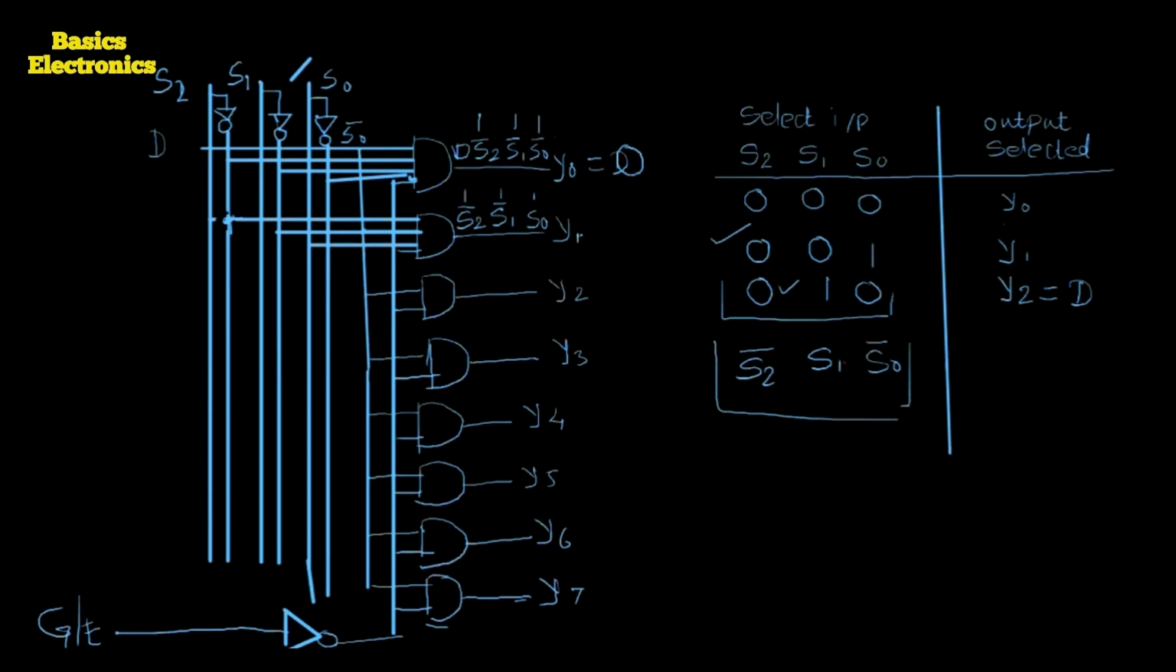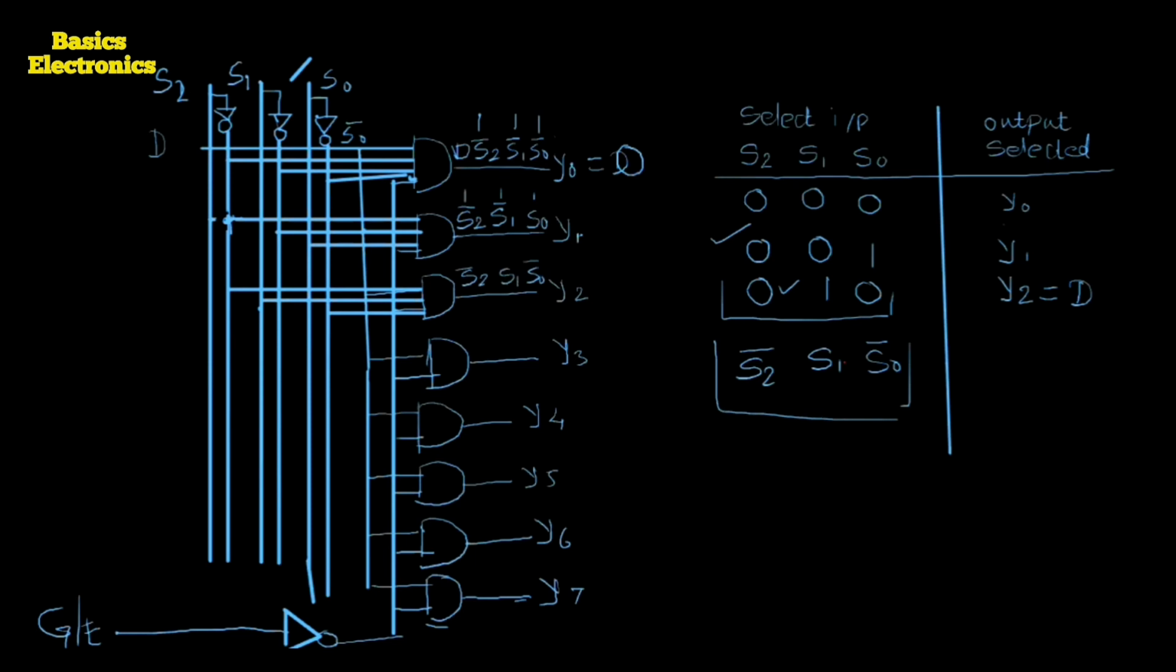Now, here we make the same connections for the third gate. S2 bar, here it is the S2 bar, the second line, S2 bar. Then the next one is the S1, the third line is for the S1. Then the next one is the S0 bar, the last line is the S0 bar. I am writing here the inputs S2 bar, S1 and S0 bar. Okay, so likewise we have to make the connections.